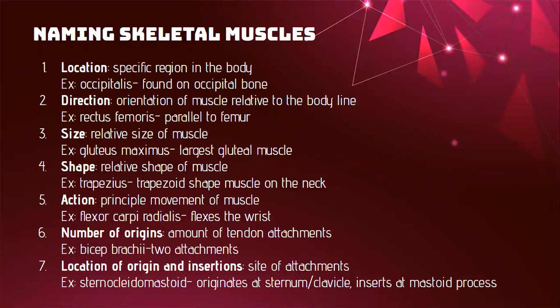And sometimes they're named based on location of origin and insertions. Basically, the origin is the stationary bone and the insertion is the movable bone, the site of attachment. So there's a muscle called the sternocleidomastoid. That's a mouthful. It originates, so it's connected to the stationary bone, at your sternum or your clavicle. Your sternum is the bone that connects your ribs together. It's on your chest, and your clavicle is your collarbone, and it inserts at your mastoid process, which is kind of your jaw.